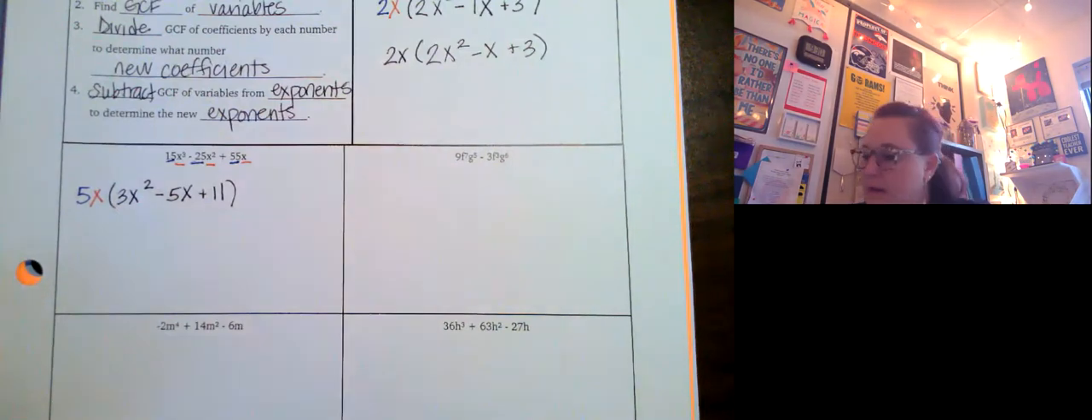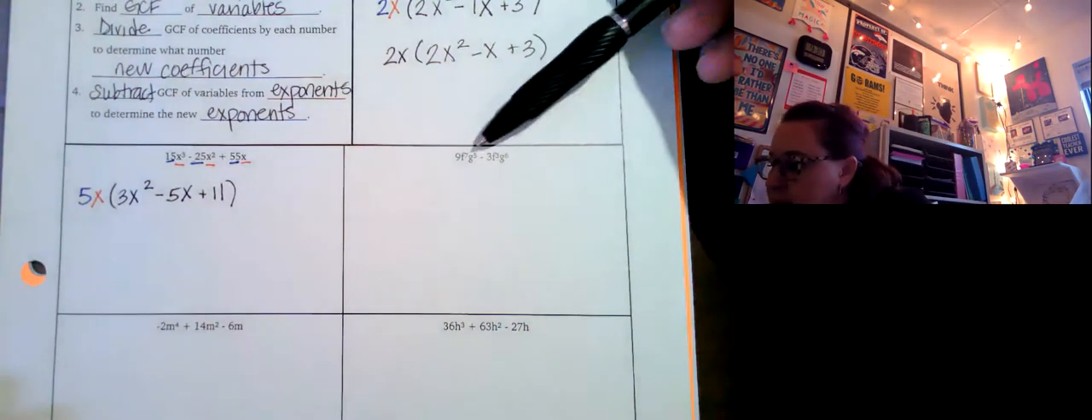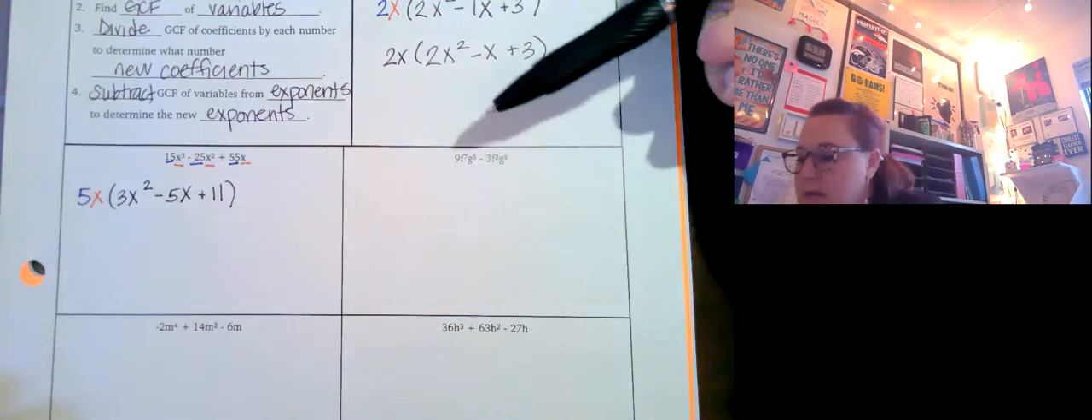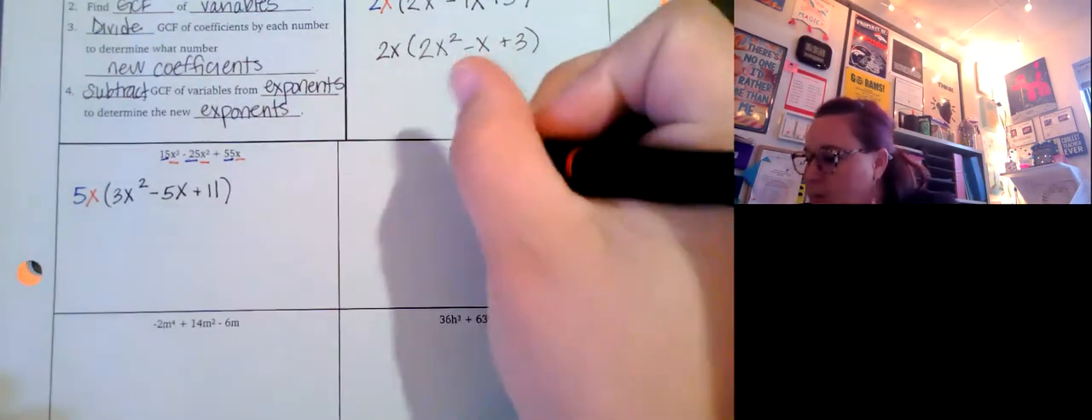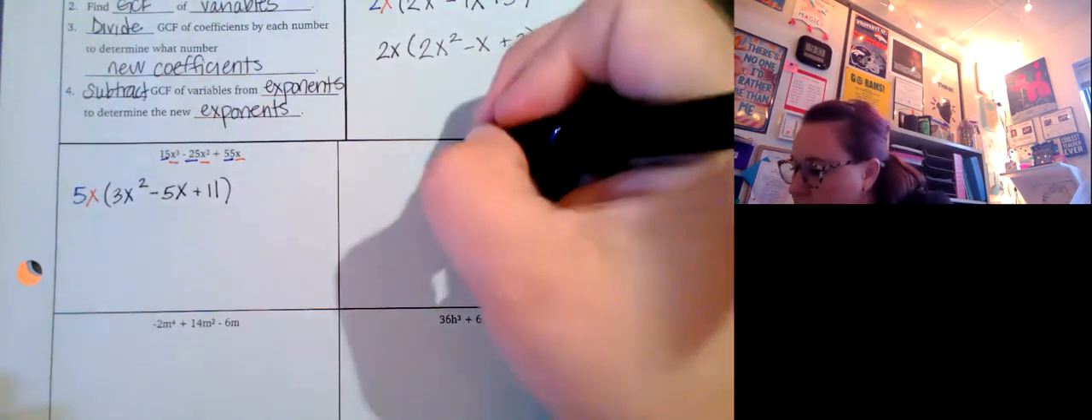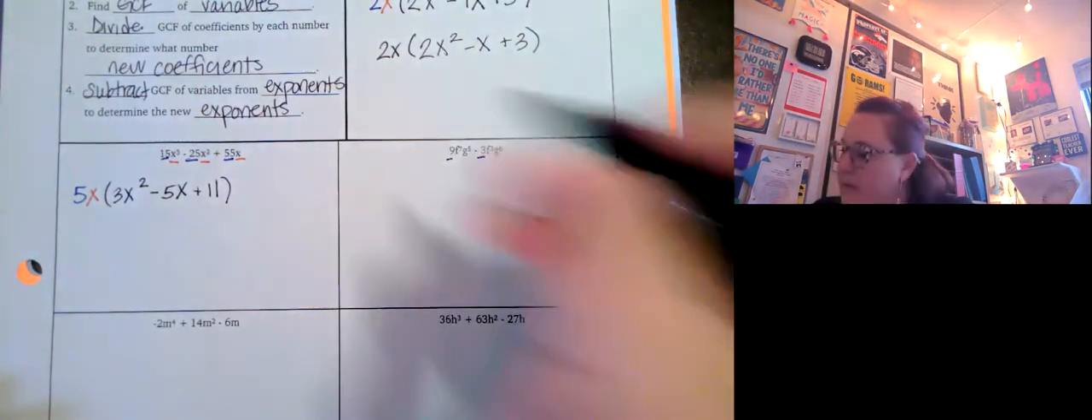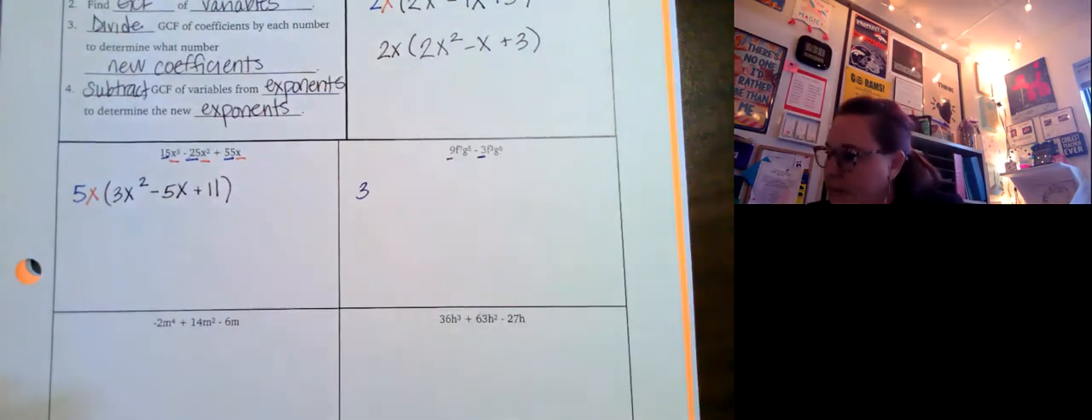All right, one more together. This is a binomial. However, there's more than one variable. So let's break this down a little bit more. If we look at our coefficients first, we have 9 and negative 3. So we can factor out for sure 3, right?